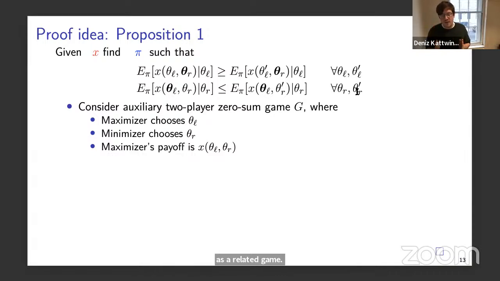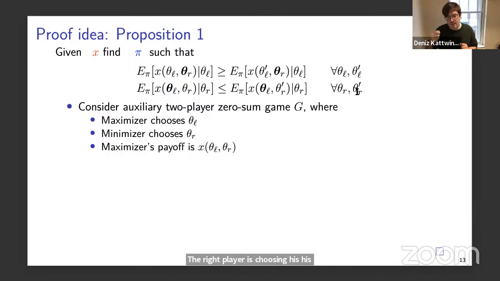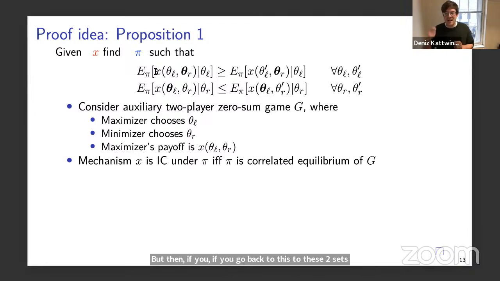So consider the following auxiliary two-player zero-sum game G, where the left player chooses his type as an action, theta L. The right player, who is a maximizer, is choosing his type theta R as an action to minimize, and the payoff is given by the mechanism x of theta L, theta R. So this is just a game. It's a zero-sum game by definition. But then if you go back to these two sets of inequality constraints, you will see that this is exactly the definition of the distribution pi being a correlated equilibrium of this game G.